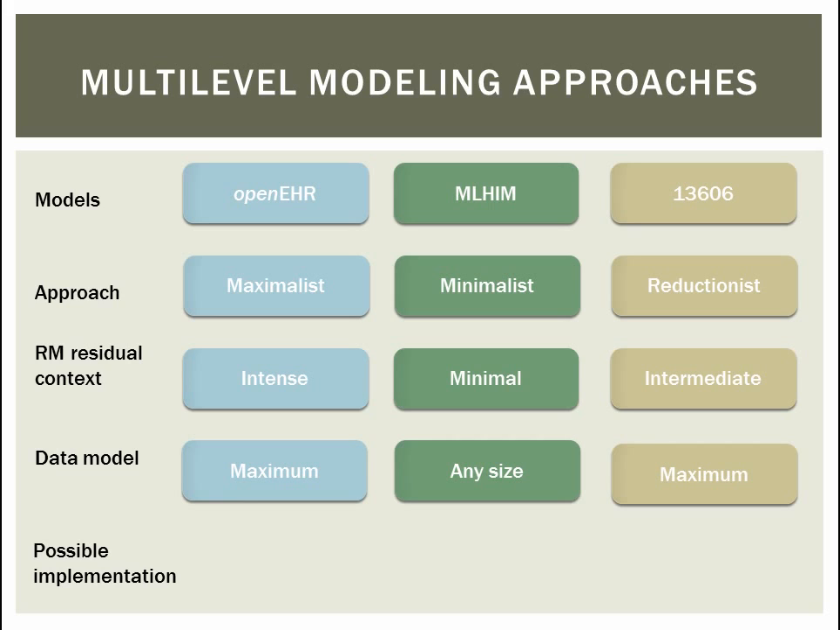What are the possible implementations given those characteristics of those three approaches? The possible implementations of the OpenEHR specifications are electronic medical records for hospitals and clinics. Because of the way the classes are interconnected in the OpenEHR specifications, you can't ensure semantic interoperability without implementing in software the complete reference model. And the complete reference model in OpenEHR is very robust, with a maximum number of classes and a lot of residual context.